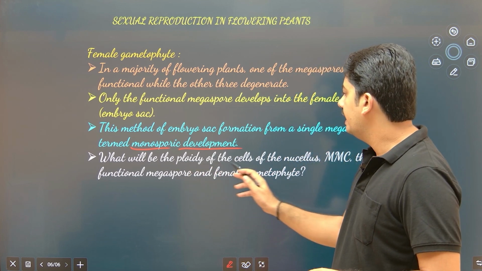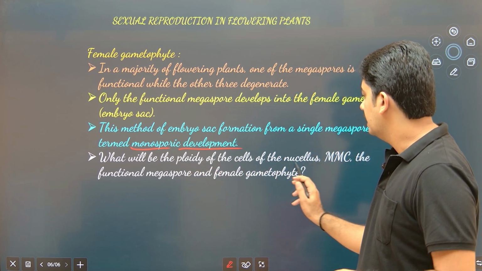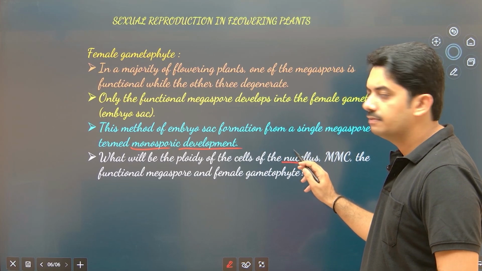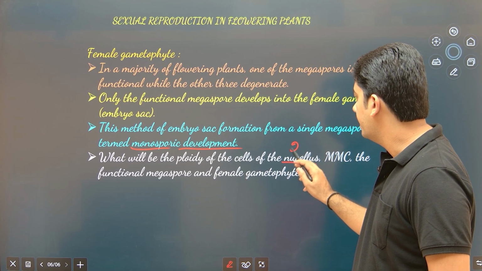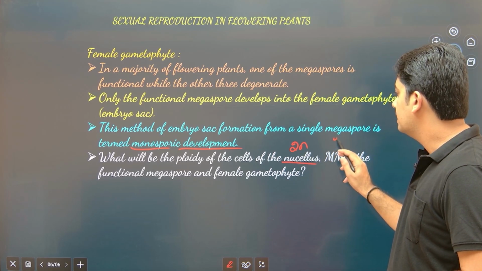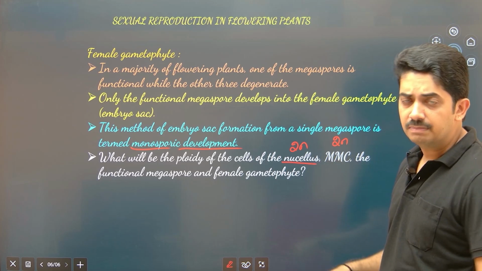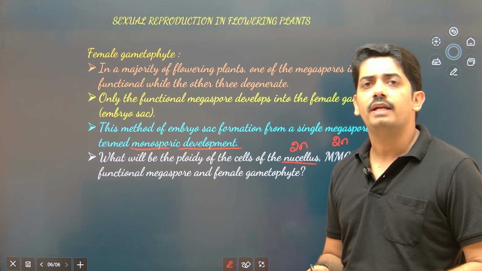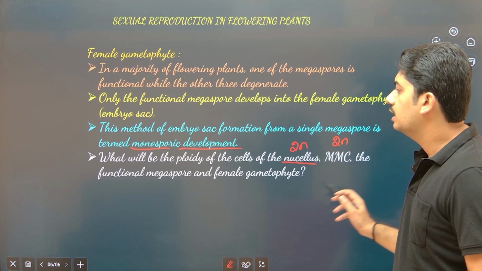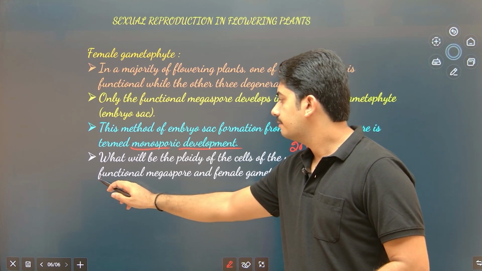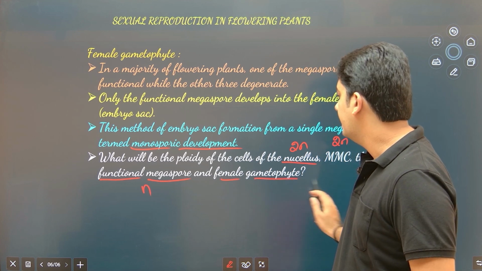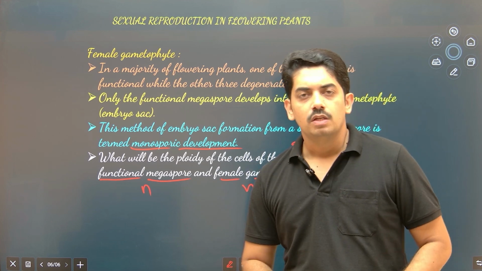What will be the ploidy of the cells of the nucellus? Now tell me, what is the ploidy of the nucellus? Of course, it is a part of the plant body. It is diploid because it has not undergone any type of meiosis. The megaspore mother cell must be diploid, because only when it is diploid, when it undergoes meiosis, does it form haploid cells. So the functional megaspore is, of course, haploid, and the female gametophyte is also haploid.